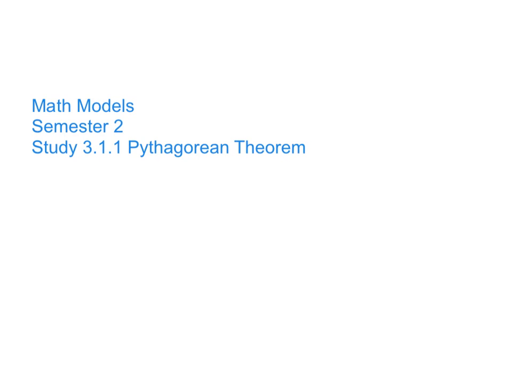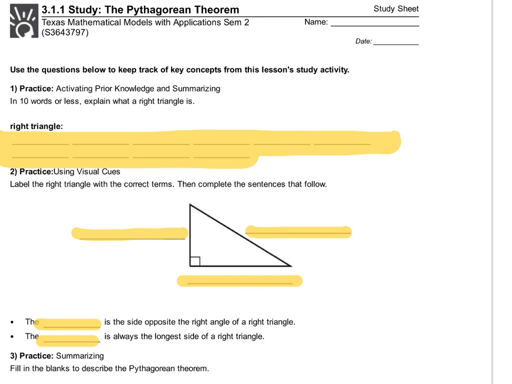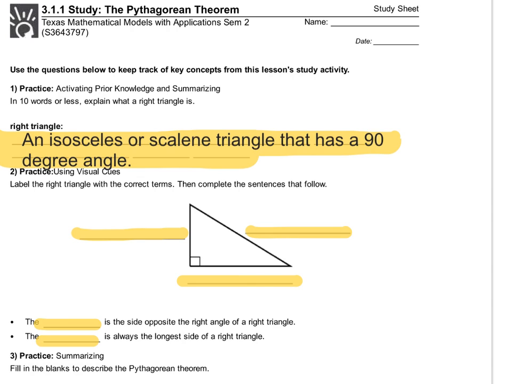Okay, welcome to Math Model, Semester 2, Study 311, Pythagorean Theorem. Alright, so number 1 says, in 10 words or less, explain what a right triangle is. A right triangle is either an isosceles or a scalene triangle that has a 90-degree angle. Okay, so I went ahead and wrote it down.